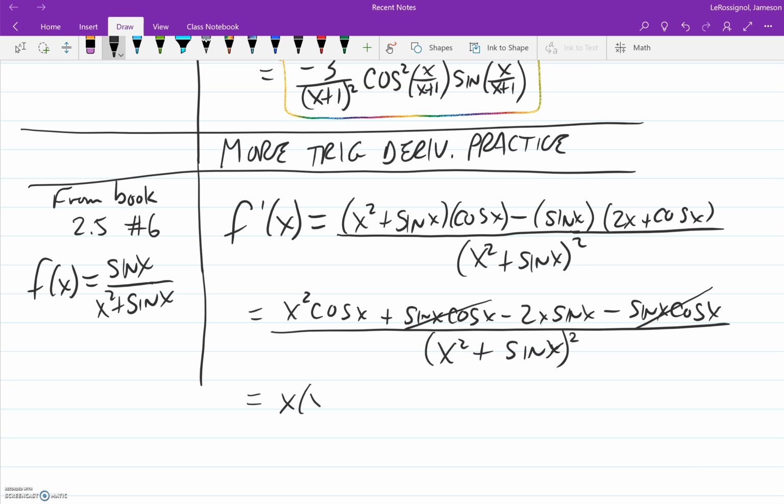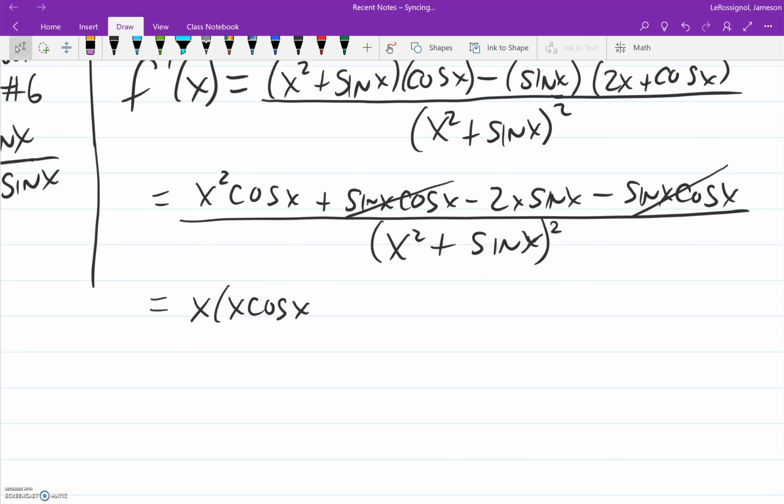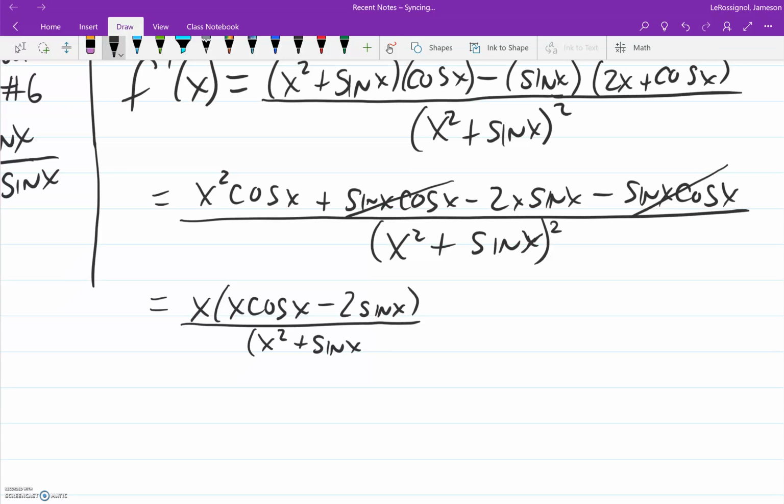Factor out the x, and we'll leave an x cosine x, and then, let's see, minus 2 sine x. And we are almost done. There's not much to do to clean this up. I'm looking at it going, is there any way to factor something out? This is actually a pretty decent answer right there.